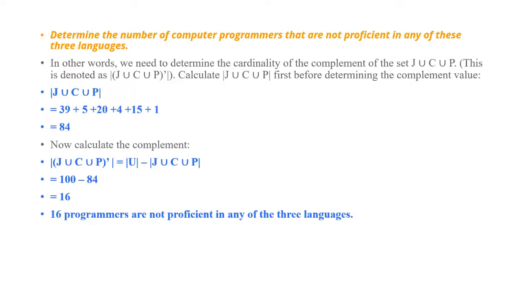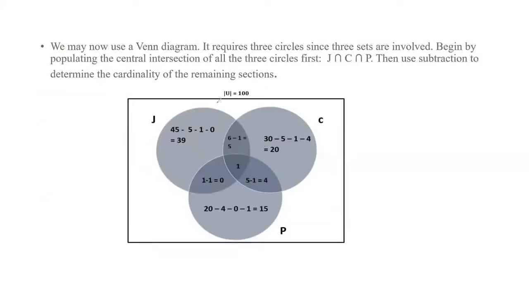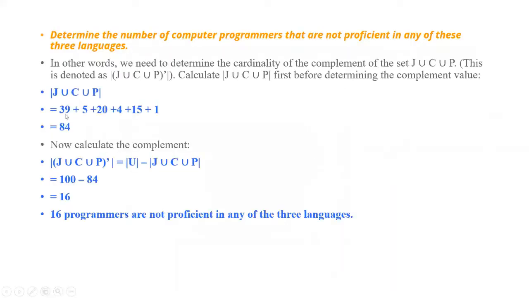So what is the principle of inclusion exclusion theorem? J union C union P is equal to J plus C plus P minus J intersection C minus J intersection P minus C intersection P plus J intersection C intersection P. Using this formula, we can find this whole area. So J union C union P is equal to 84.